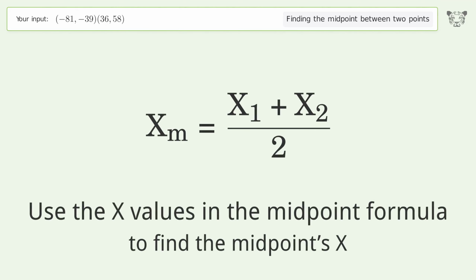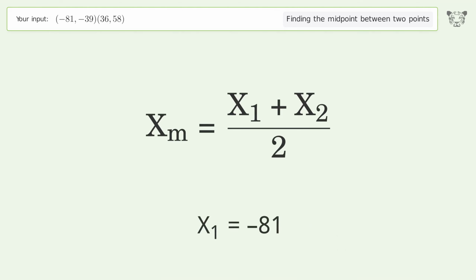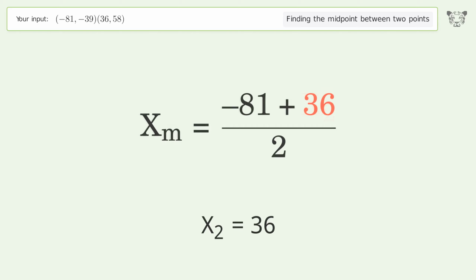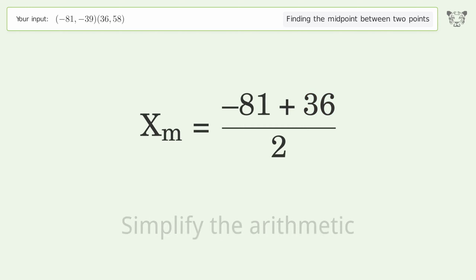Use the x values in the midpoint formula to find the midpoint's x. x1 equals negative 81. x2 equals 36. Simplify the arithmetic.